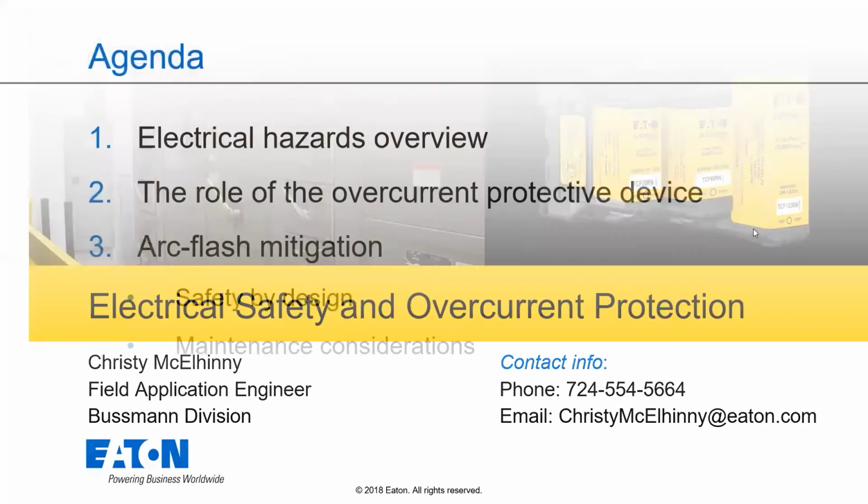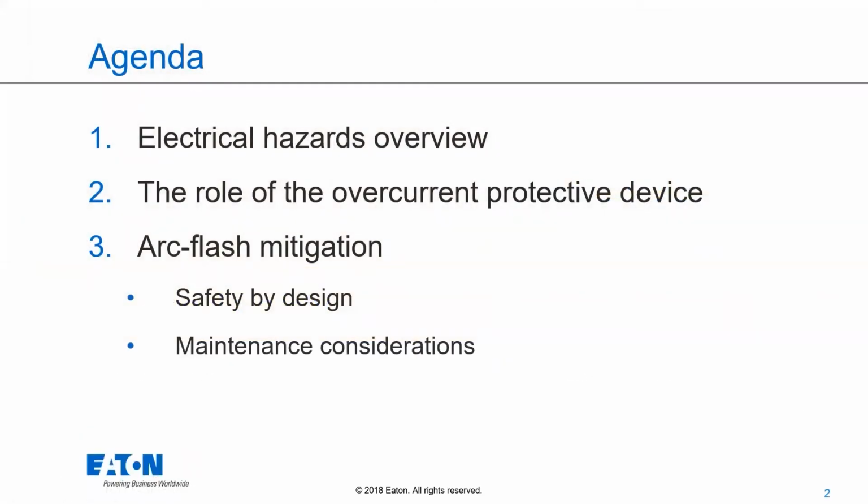So our agenda today, we're going to be talking about electrical hazards. What are the electrical hazards? We'll do a quick overview of what they are. We're going to talk about the role of the overcurrent protective device during an electrical hazard, what that fuse or breaker is doing and how it's protecting you. And then we're going to talk a little bit about arc flash mitigation. Some of this is required by NFPA 70E, and some of it is some additional safety that you might want to do on top of that minimum requirement.